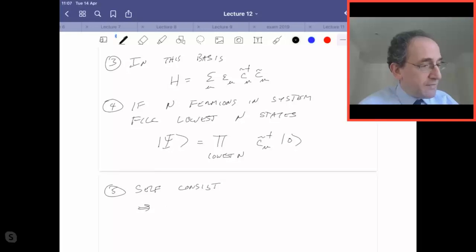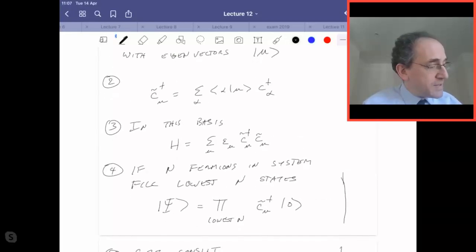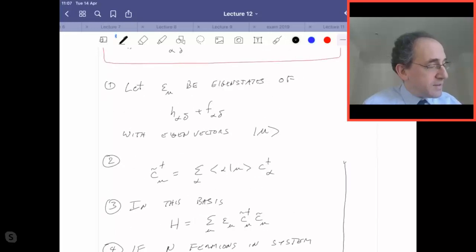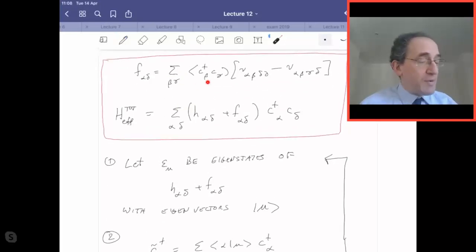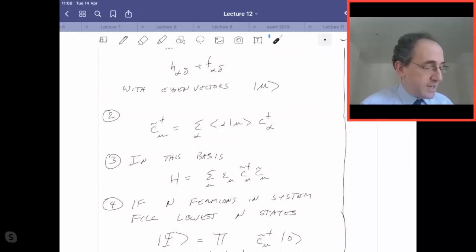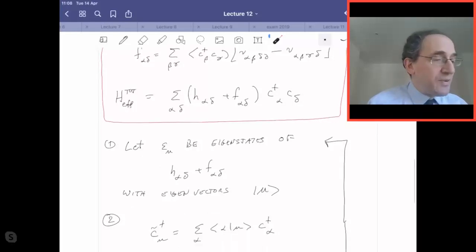And then step 5 is to self-consist, meaning recalculate F and go all the way back up to step 1 until you converge. And remember here that F is some expectation, but once I know what wave function we're considering, so we decided the wave function is here, once we've defined our wave function, we can calculate these expectation values and then recalculate F, and then we self-consist until the whole thing converges.